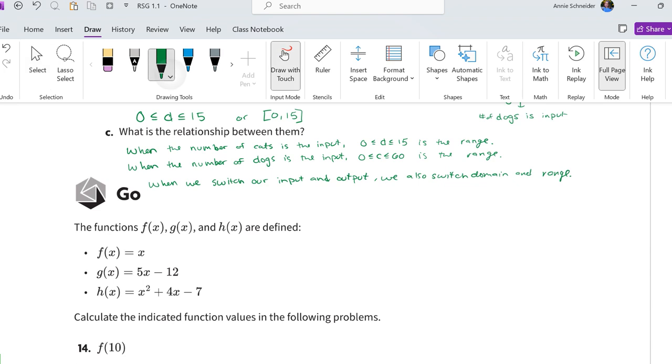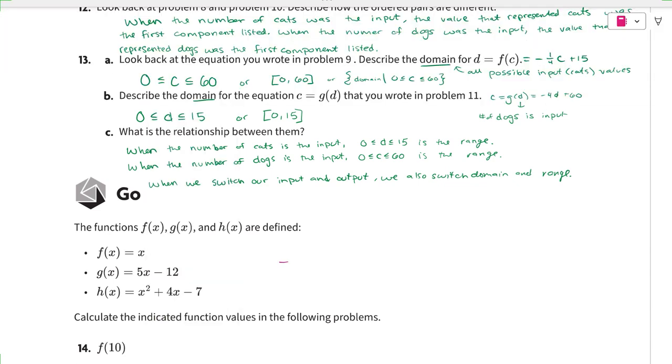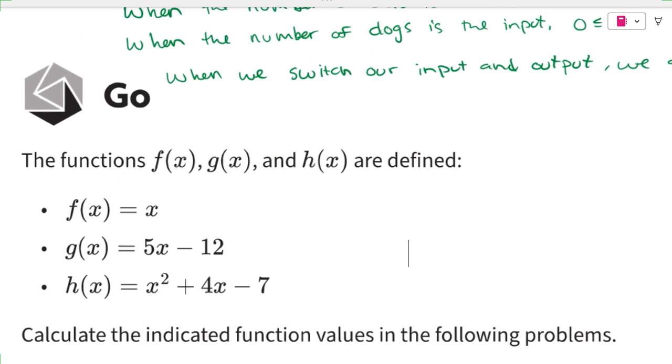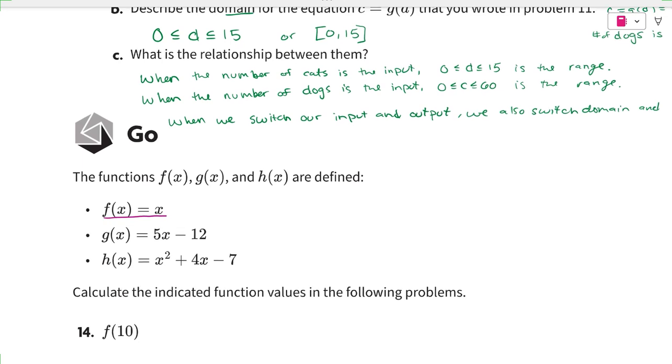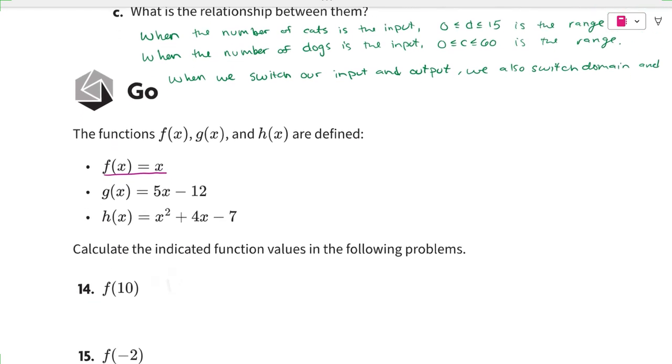So this time, let's just do some color changes here. It says the functions f of x, g of x, and h of x are defined as f of x equals x. So this is an equation where really just y and x are equal. The input and output are always going to be the same, so those ones will be pretty quick. g of x is 5x minus 12, and h of x is x squared plus 4x minus 7. So let's talk about these f of x problems first.